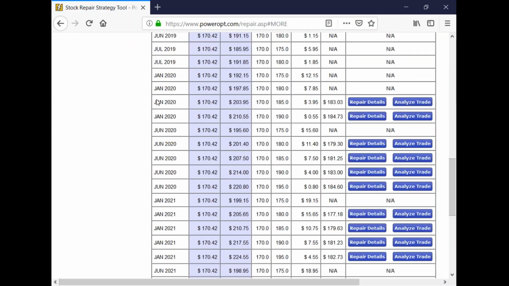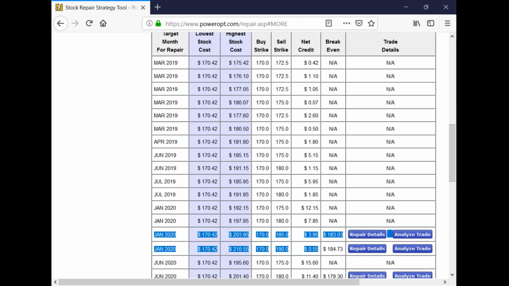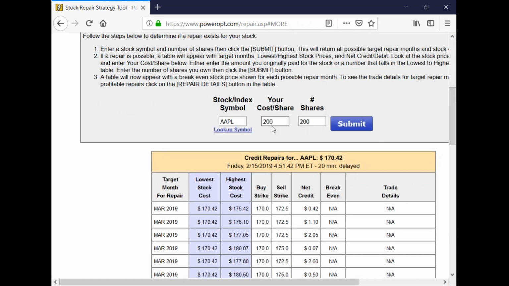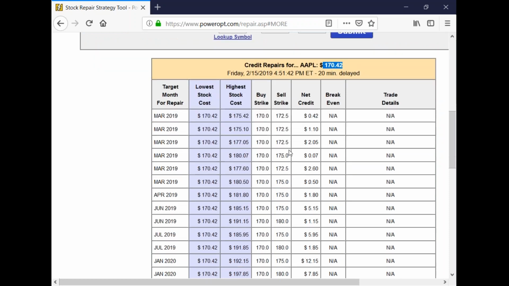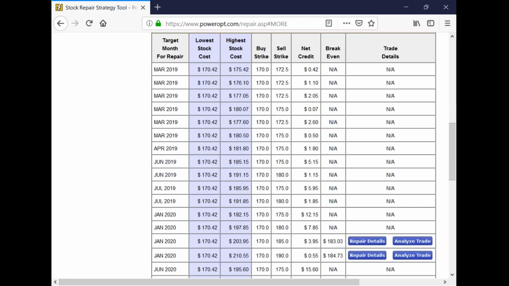But see, now there's some repairs. They're far out though. So maybe in that webinar I also discussed ideas of maybe just selling some premium against it as a covered call, or trying to do some other strategies near term to get you to a better cost basis where looking for a repair might be beneficial. But it's not too bad.